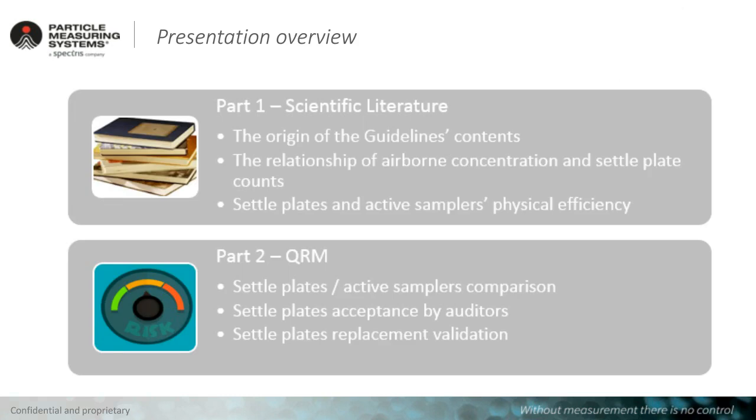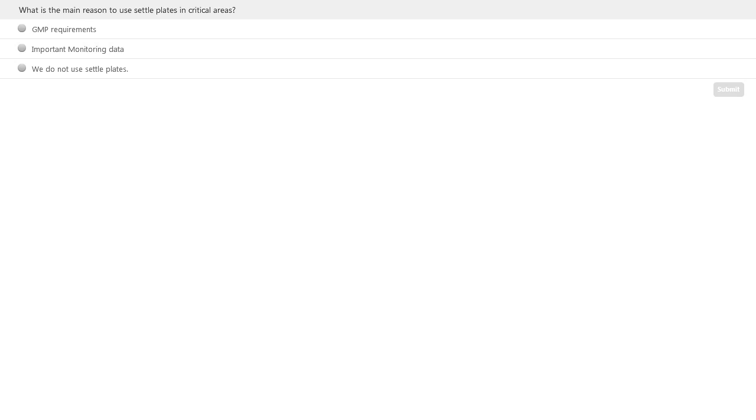As said, the scientific literature at the beginning will give you an understanding of the origins of the guidelines that we are typically following in the pharmaceutical industry. There is as well a part that tells you about how airborne concentrations are related to settle plate counts and how settle plates and active air samplers are managed in terms of physical efficiency. In the end, in the QRAM approach side, we are going to provide a comparison of these 2 technologies. And then afterwards, we are looking into how they are accepted by the auditors and finally, how to validate the replacement of the settle plates.